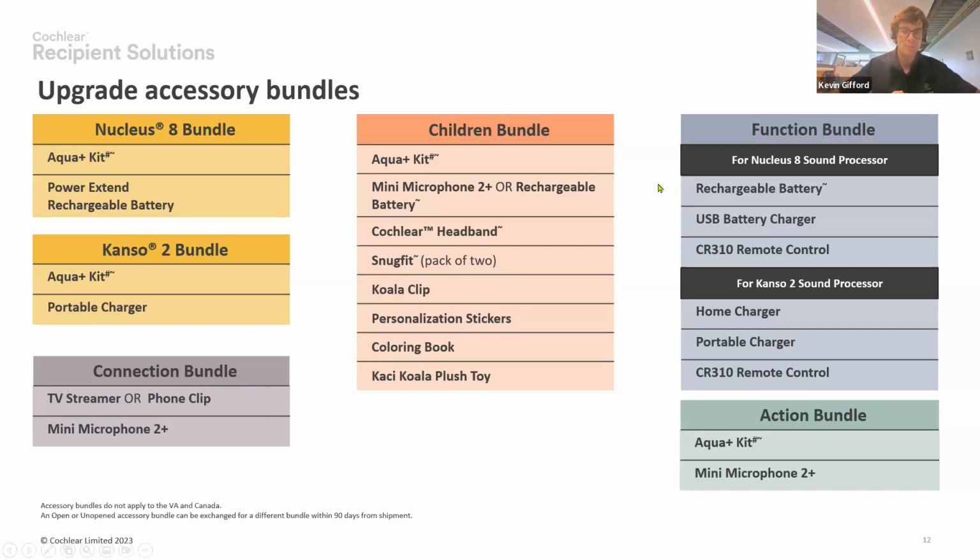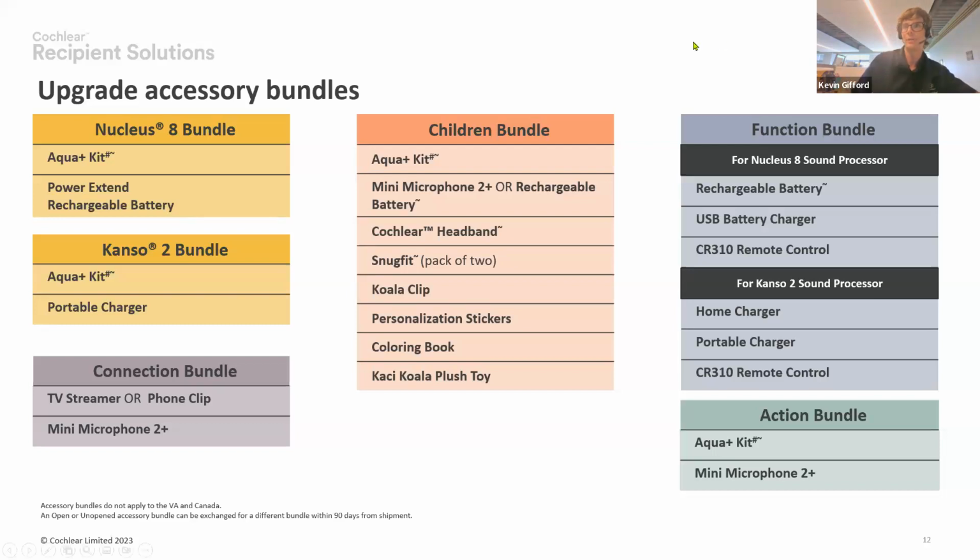So if you're someone that likes an extra rechargeable battery, maybe the function bundle might be something for you, because you get an extra battery. You get a USB battery charger, so you can charge your batteries in the car or on the go, and then that remote control. So if you don't have a smartphone or a tablet, you still can get that remote control to control the volume and the programs on your processor.